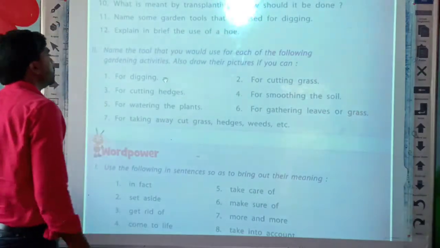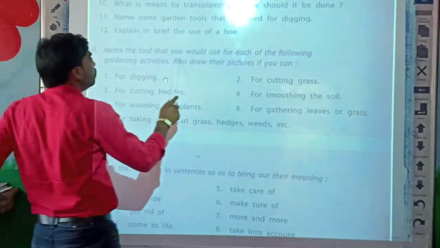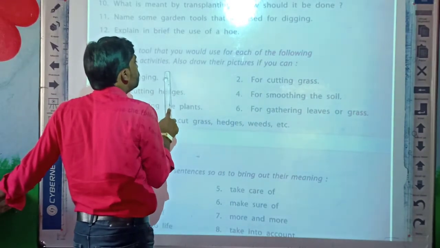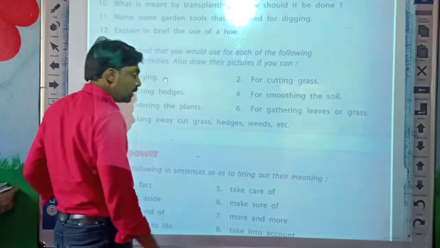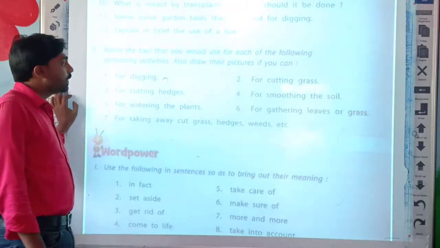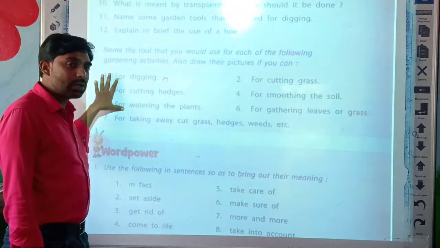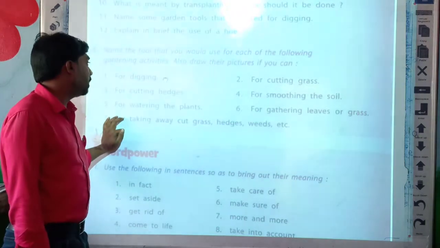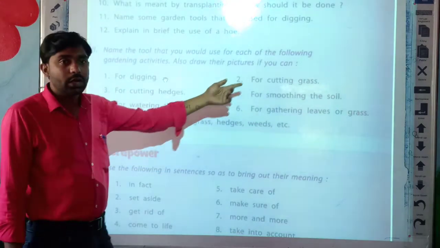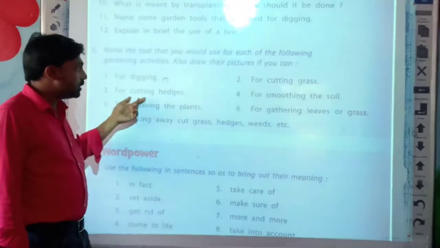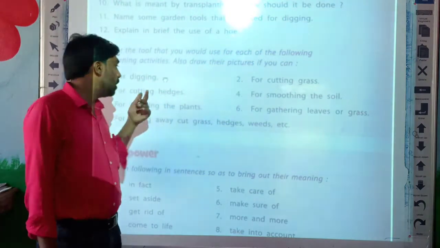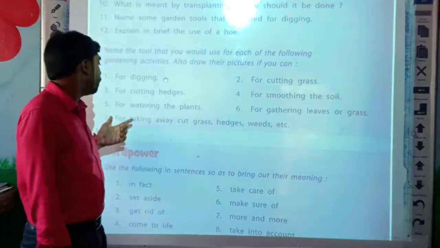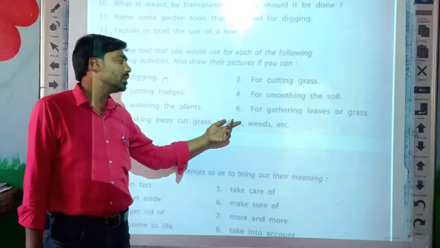Now let's see the second question. Name the thing that you would use for each of the following gardening activities, also draw their pictures if you can. Actions are given here, works are given here. Which object or which thing we can use, we have to write this. For digging, for cutting grass, for cutting hedges, for smoothing the soil, for watering the plants, for gathering leaves of grass, and for taking away cut grass, hedges, weeds, etc.